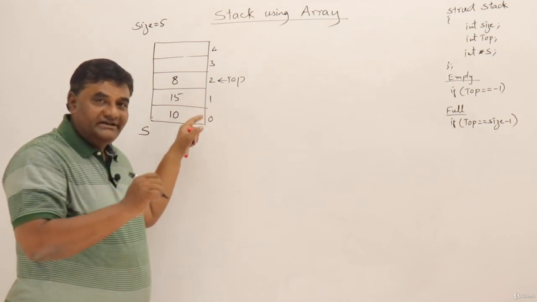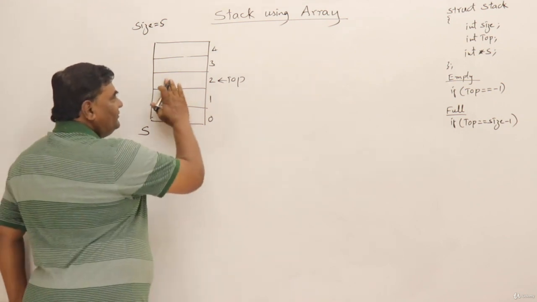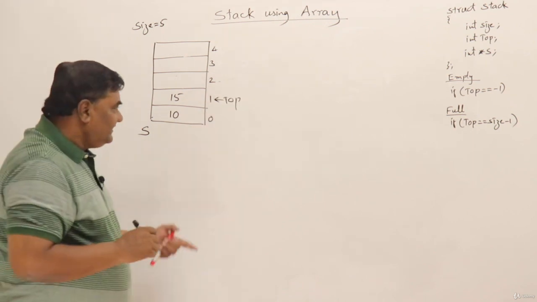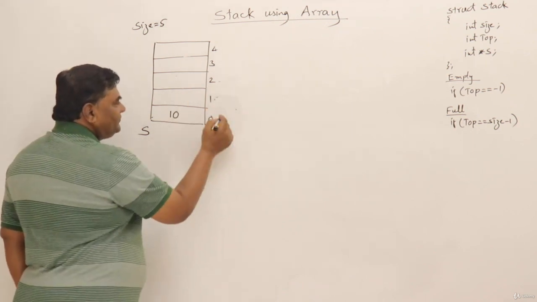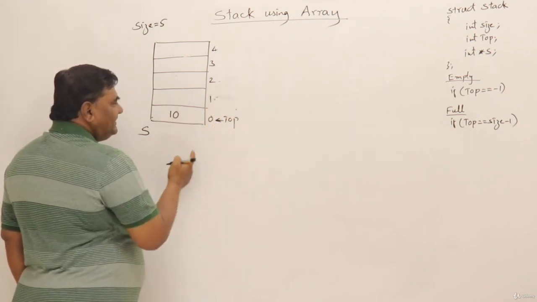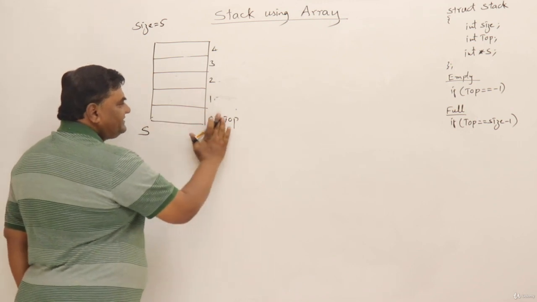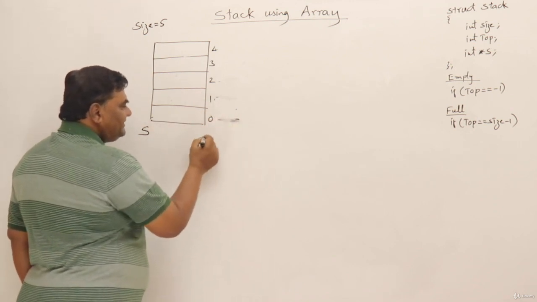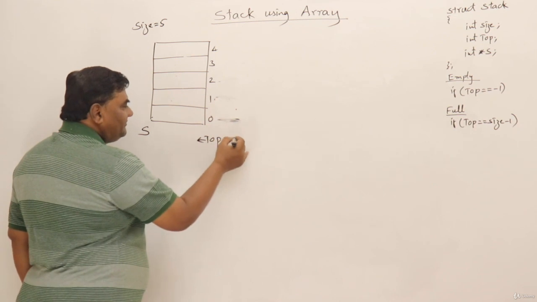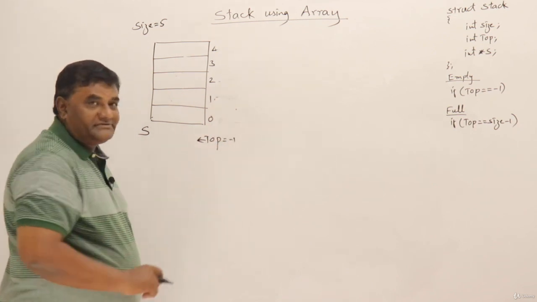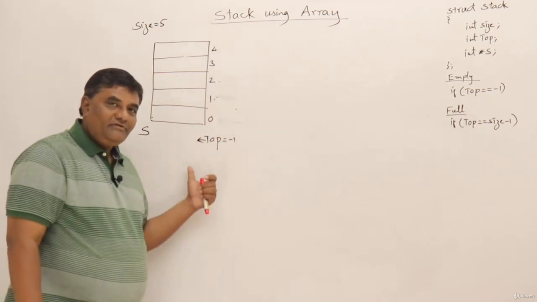Then I want to delete one more value. So take out the value and decrement the top pointer. I'll delete a few more. Delete this value, top is decremented. Then I want to delete this also, top is decremented. Take out the value and the top is decremented. So top became what? -1. Now top is -1. Can I delete any more values?